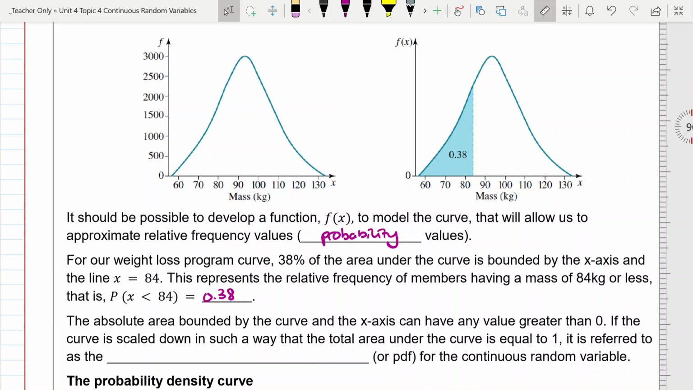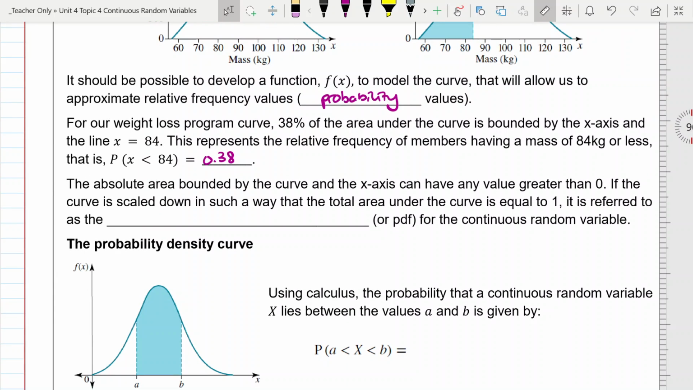Now, hopefully, having talked about areas under curves, that's made you think, I know how to calculate an area under a curve, because we've actually learned how to do that, because we can actually integrate. Okay, so the absolute area bounded by the curve and the x-axis can have any value greater than 0. But to make things a whole lot easier for us, we actually scale it down so that our total area under the curve is equal to 1. And then it gets called a very special thing. It's actually called a probability density function, or a PDF, for that continuous random variable.